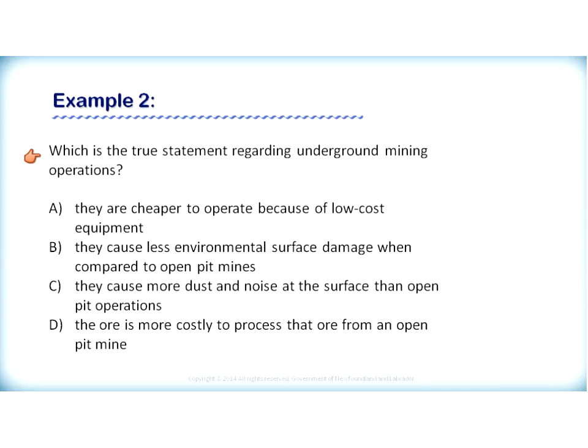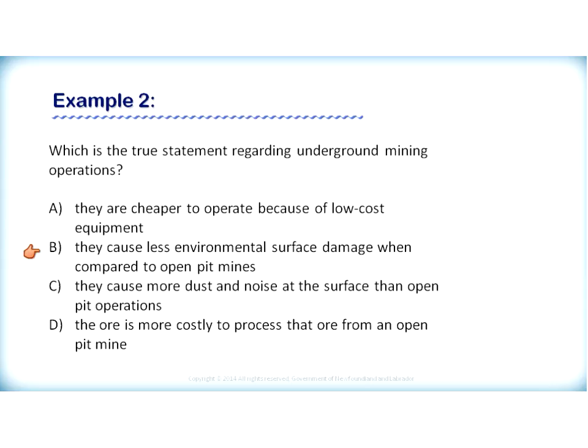Example number 2 reads: which is the true statement regarding underground mining operations? If we read through our answers, A says they are cheaper to operate because of low-cost equipment. That answer would be false, because the cheapest way to excavate and extract ore from the ground would be surface mining. So A is incorrect.